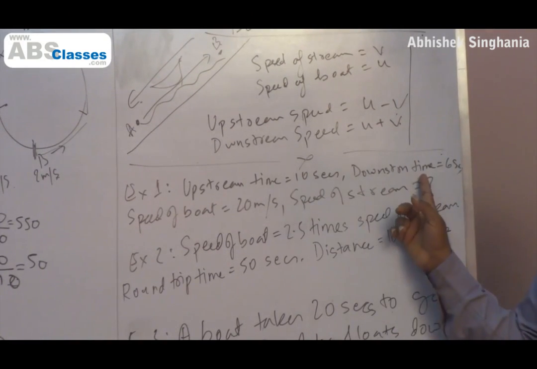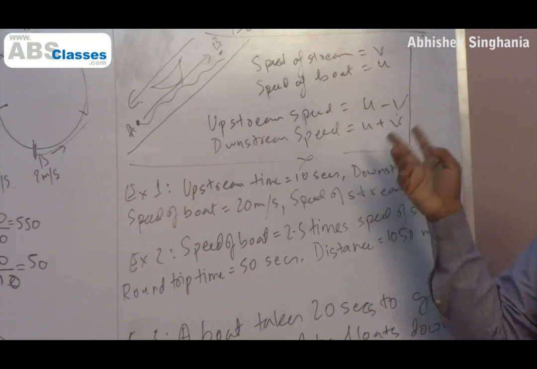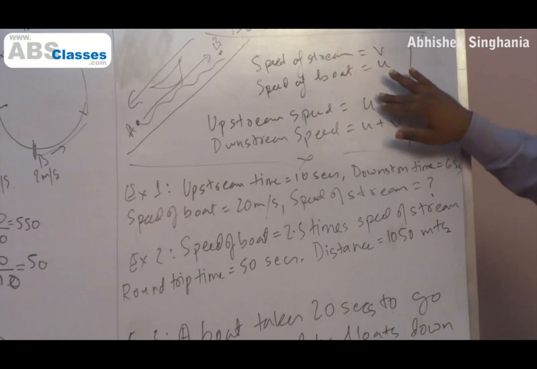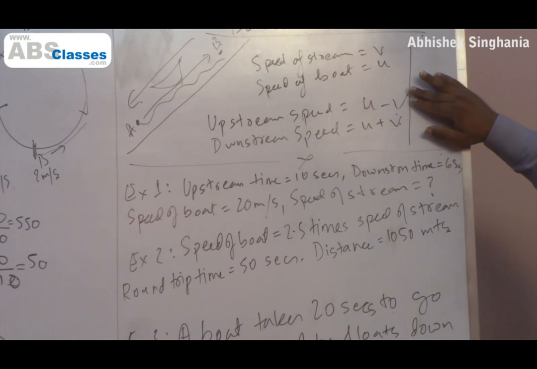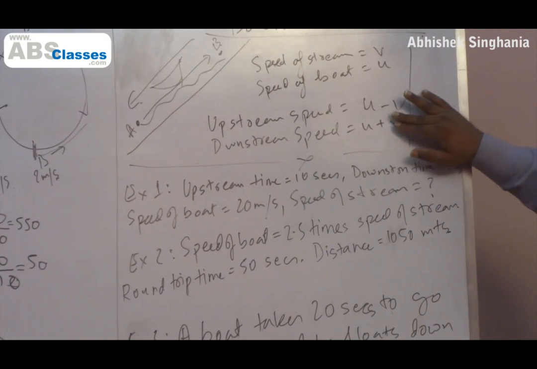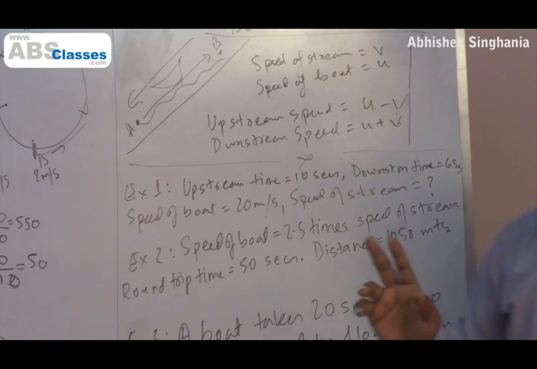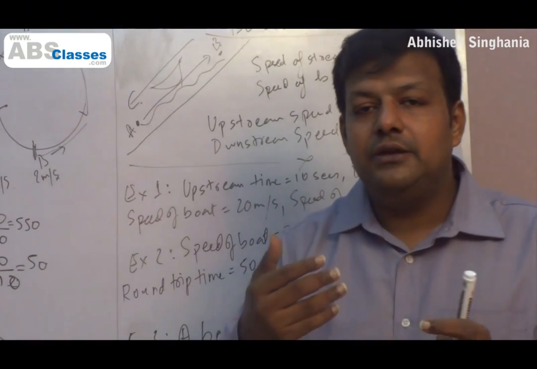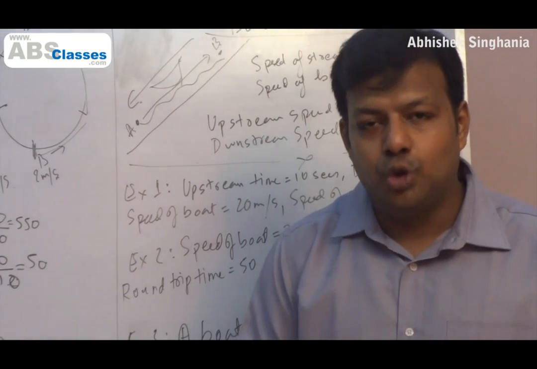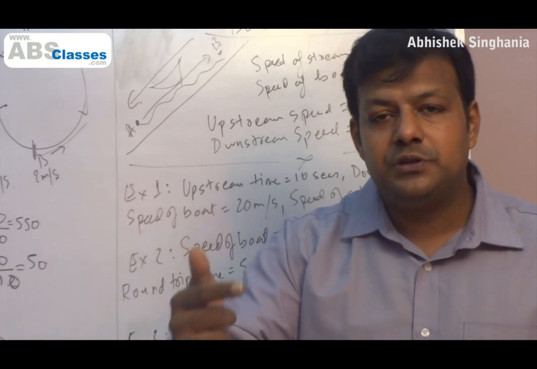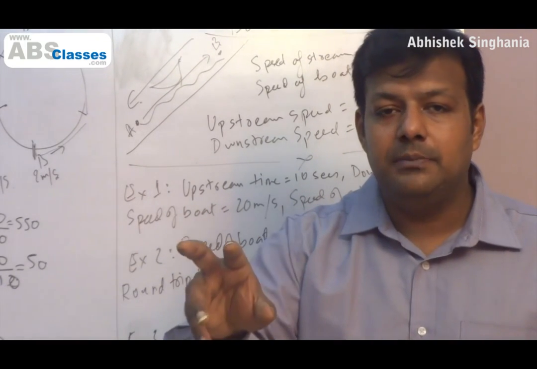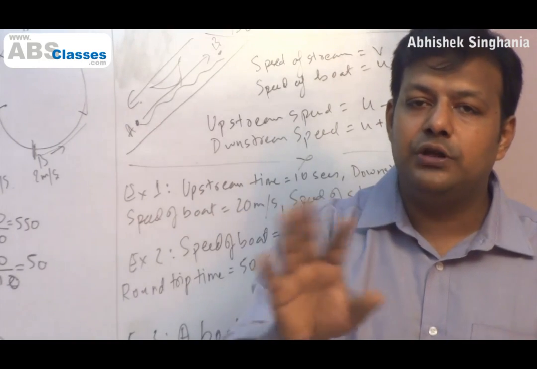Upstream time and downstream time, the ratio is 10:6. So upstream speed and downstream speed will be 6:10. So u minus v is equal to 6. u plus v is equal to 10. Right? Which means I can take u as 8 and v as 2. The ratio of u and v, boat and stream, will be 8:2 or 4:1.